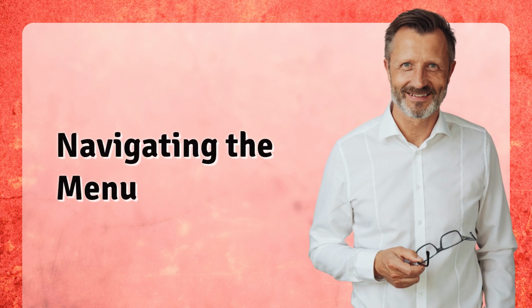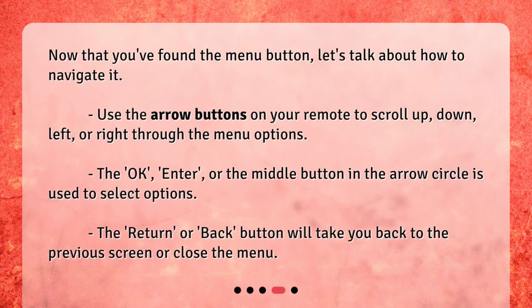Navigating the menu. Now that you've found the menu button, let's talk about how to navigate it. Use the arrow buttons on your remote to scroll up, down, left, or right through the menu options. The OK, Enter, or the middle button in the arrow circle is used to select options. The Return, or Back, button will take you back to the previous screen or close the menu.